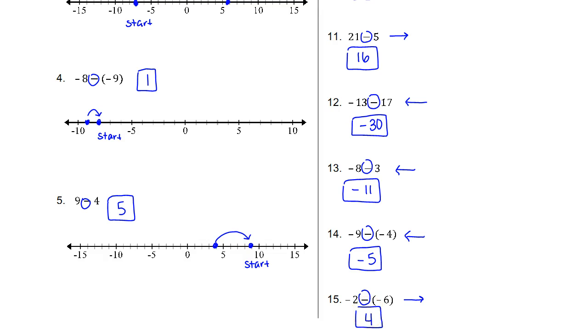So when we're modeling subtraction on the number line, the first thing we want to do is graph the two integers in the problem, labeling the first integer as our start. And then we have to think about how far apart they are on the number line and which way we would have to go to get back to that starting integer. If we have to go to the right to get back to our start, our difference is positive. If we have to move to the left to get back to our start, then our difference is negative.